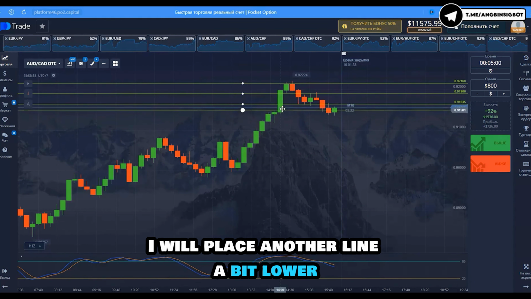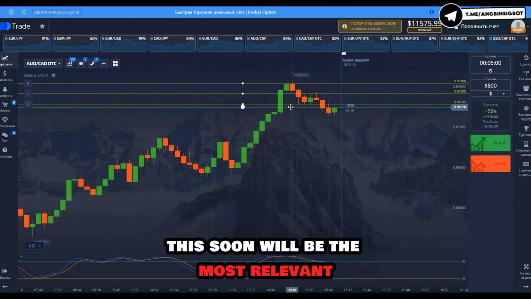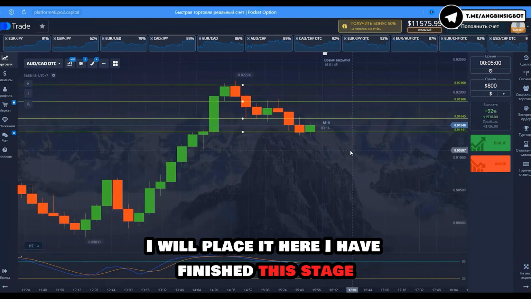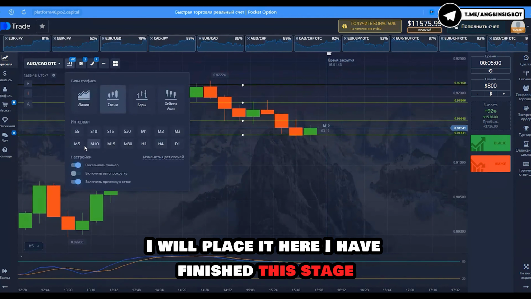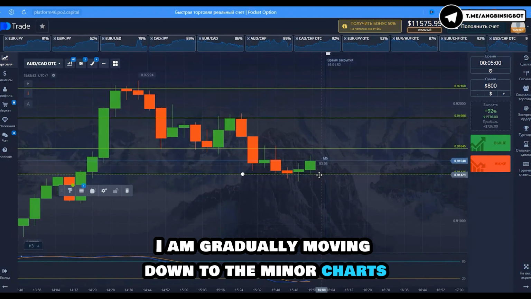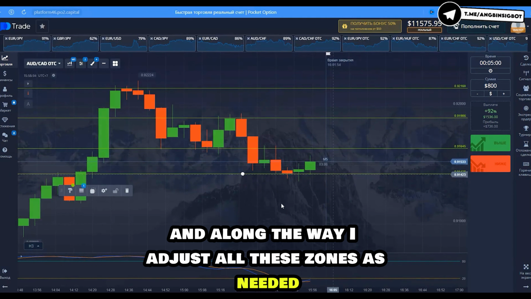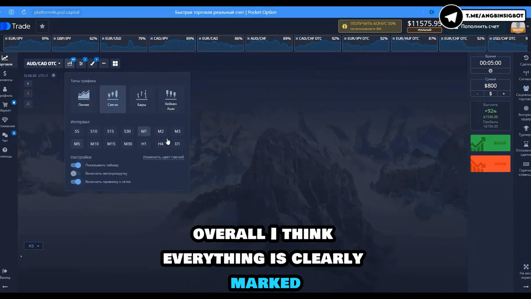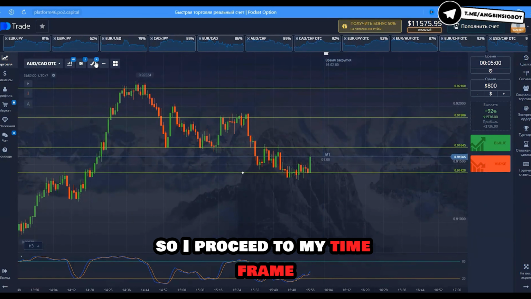I will place another line a bit lower. This zone will be the most relevant because the price is moving right near it. I will place it here. I have finished this stage. Now, to avoid making mistakes with the placement of the lines, I am gradually moving down to the minute charts, and along the way, I adjust all these zones as needed. Overall, I think everything is clearly marked, so I proceed to my time frame.